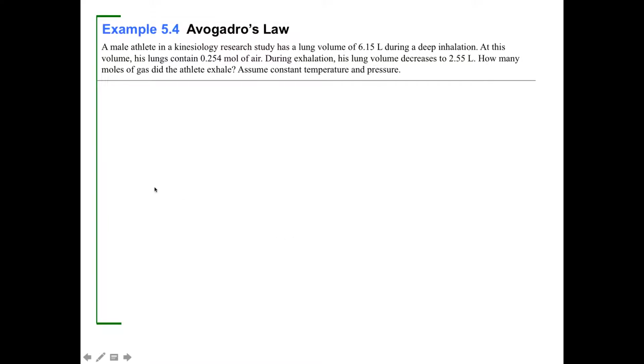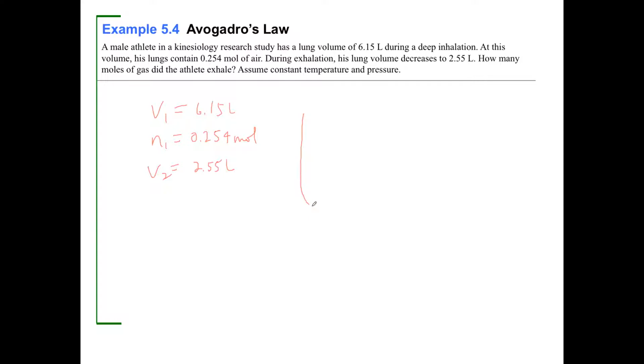A male athlete in a kinesiology research study has a lung volume of 6.15 liters during inhalation. Not sure where we're going with this, but let's say V1 is equal to 6.15 liters. At this volume, his lungs contain this much air. N1 is equal to 0.254 moles. During exhalation, his lung volume decreases to 2.55 liters, V2 equals 2.55 liters. How many moles of gas did the athlete exhale? Oh, this is harder than it looks.